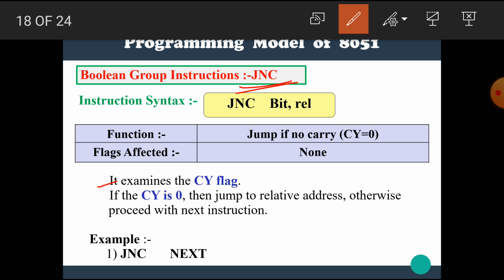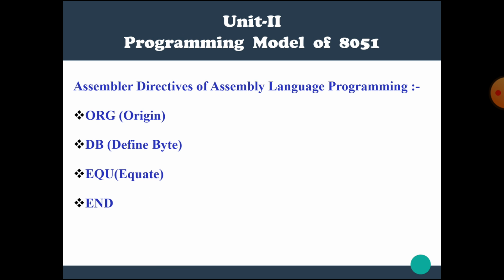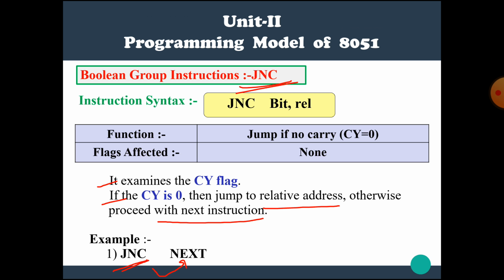It examines the carry flag. If the carry is 0, then jump to the relative address. Otherwise, proceed with the next instruction. Its example is JNC next. That means if the carry flag has the value 0, then jump to this address. I hope you all understand the Boolean group instructions.